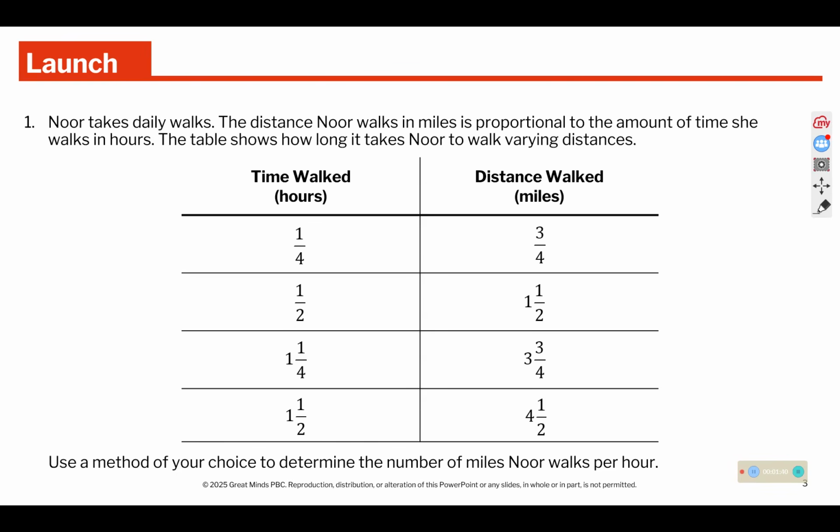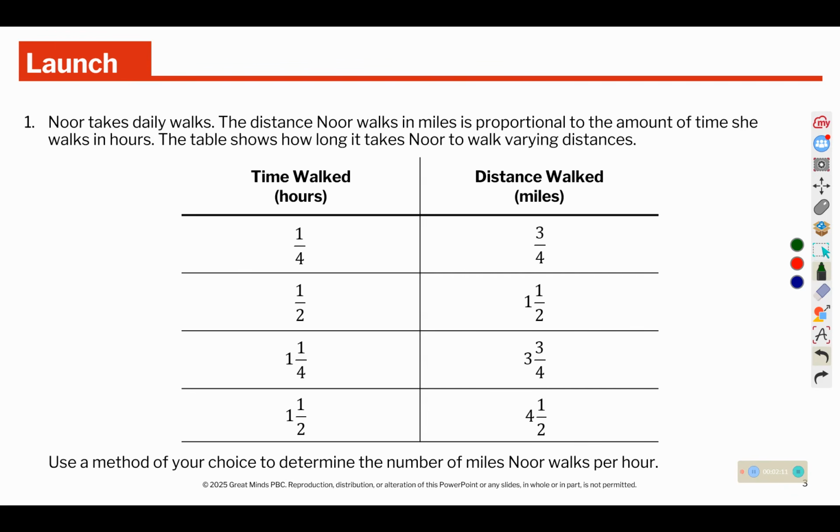Noor takes daily walks. The distance Noor walks in miles is proportional to the amount of time she walks in hours. That phrase proportional came from yesterday's lesson, where we talked about them having the same unit rates at every step in the process. It says the table shows how long it takes Noor to walk varying distances. Use a method of your choice to determine the number of miles Noor walks per hour. That's considered the unit rate.